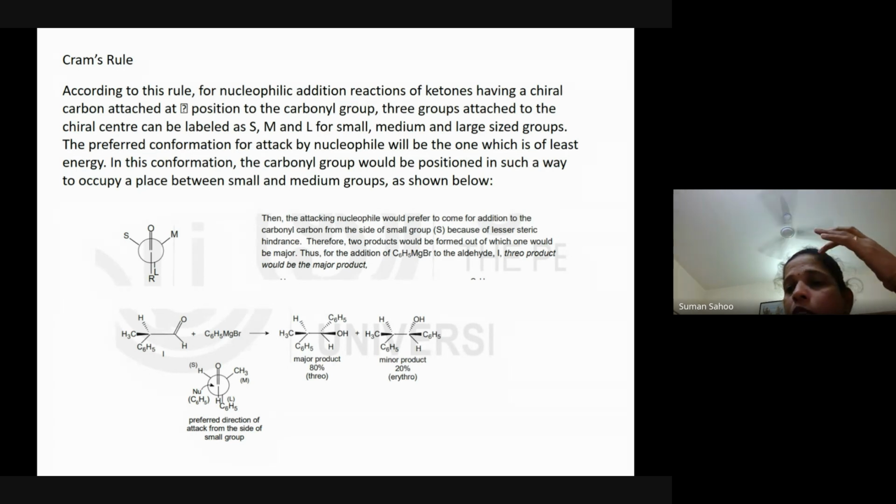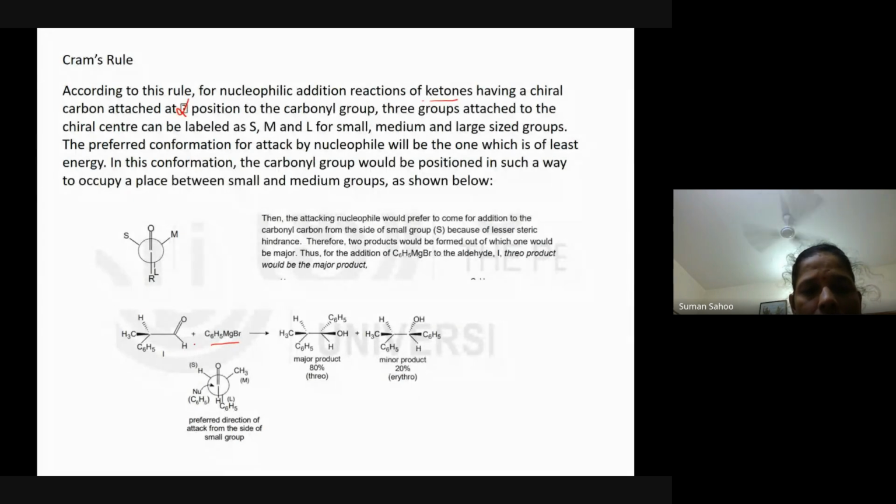Which, like mostly your Grignard reagent, nucleophilic addition, or lithium aluminum hydride attack. So those are actually studied for nucleophilic addition reactions of ketones, which already have a chiral carbon attached at the alpha position. Actually, this is your alpha position, and three groups are attached to the chiral center.